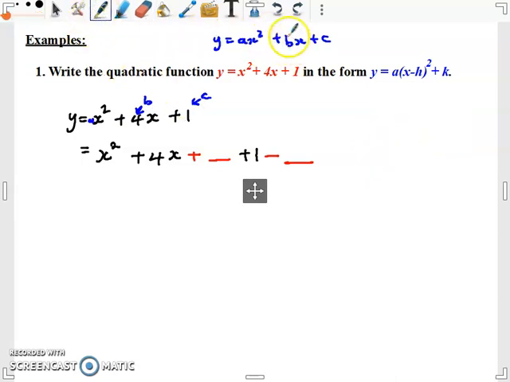looking at this form up here, b would fall beside the x variable, and if you look at this, b would be 4. So you take the 4, divide it by 2, and that gives us 2. After you get this 2, you have to square the 2. That's what the rule says. And this means 2 times 2, which is equal to 4. So 4 is the mystery number right here.